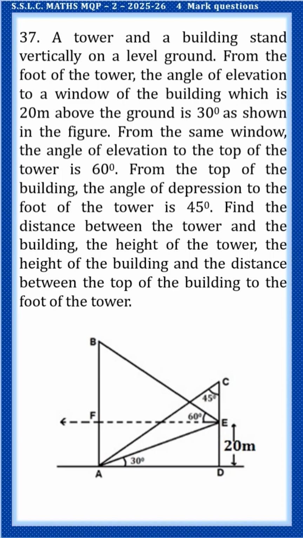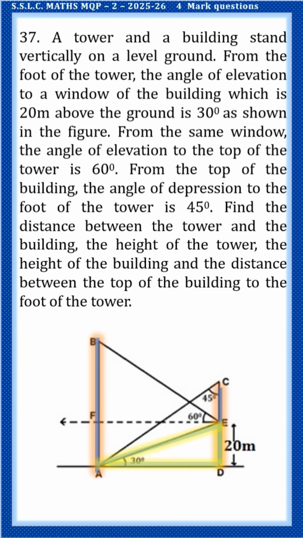A tower and a building stand vertically on the level ground. Look at the figure. AB is the tower, CD is the building. From the foot of the tower, the angle of elevation to a window of the building, which is 20 meter above the ground, is 30 degree as shown in the figure. Here, the point E is the window, DE is 20 meter. From the point A, the angle of elevation to the point E is 30 degree. So, angle DAE is 30 degree.